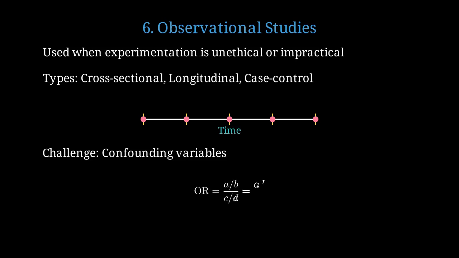In case control studies, we calculate odds ratios as A over B divided by C over D, which simplifies to AD over BC.